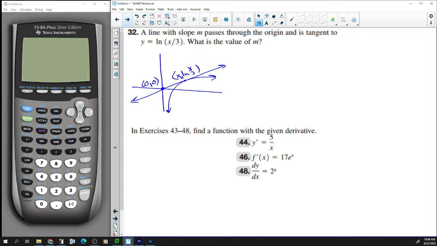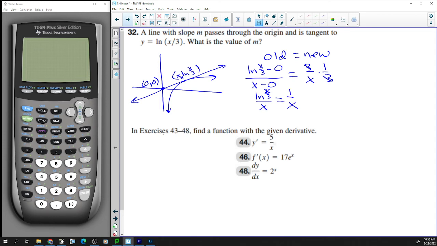So I like to describe this as old equals new. So old would be natural log of x over 3 minus 0 over x minus 0, and the new is 3 over x times 1/3. So it's the reciprocal of x over 3, and then the derivative of x over 3 is 1/3. So these cancel out. So you have natural log of x over 3 over x is equal to 1 over x.